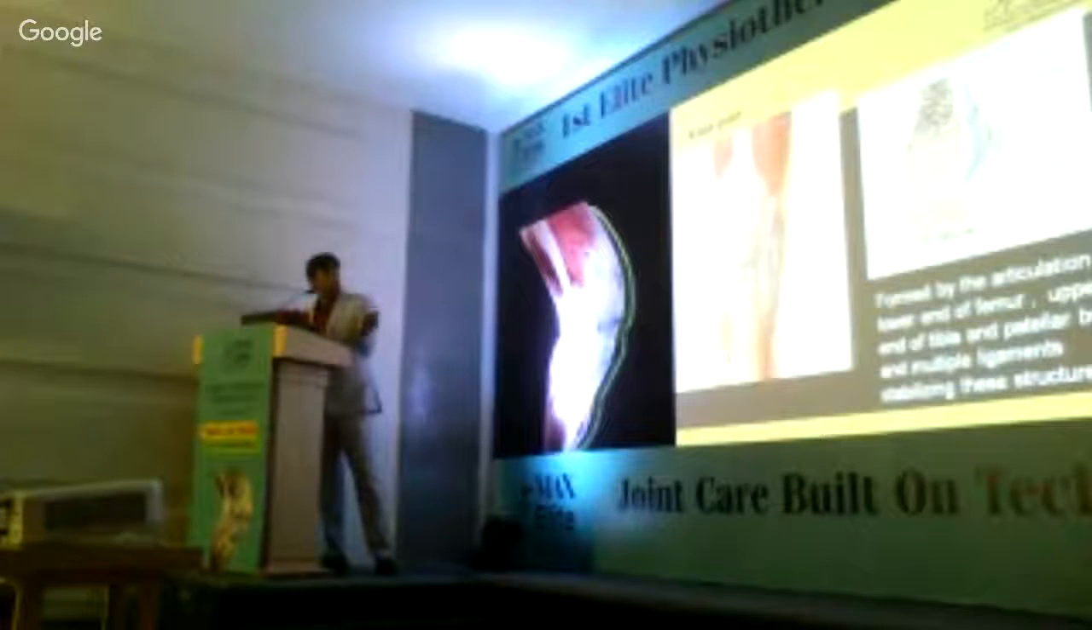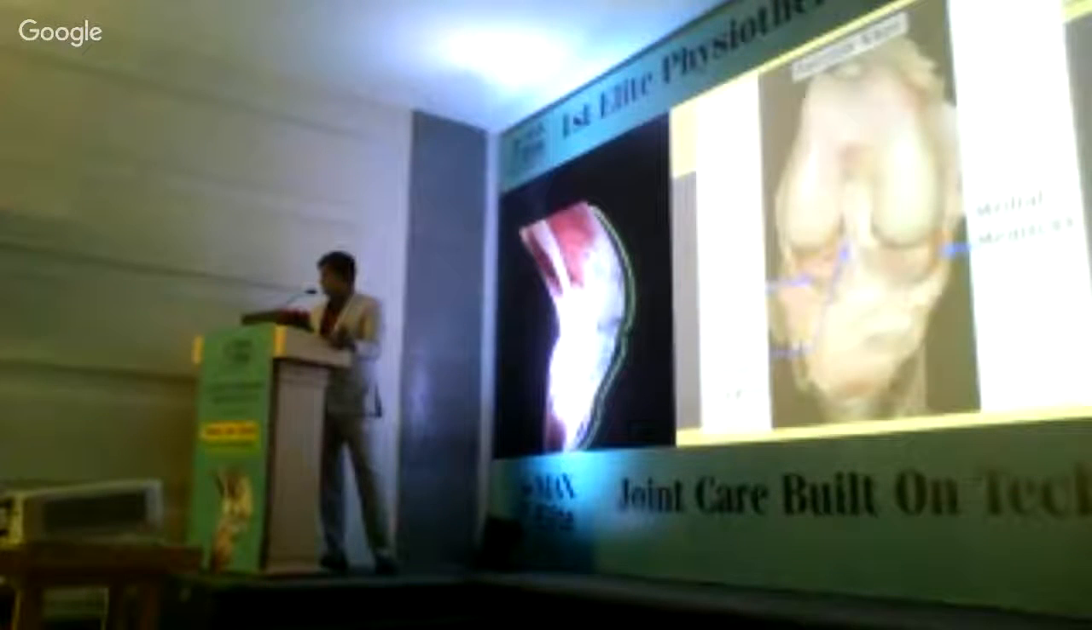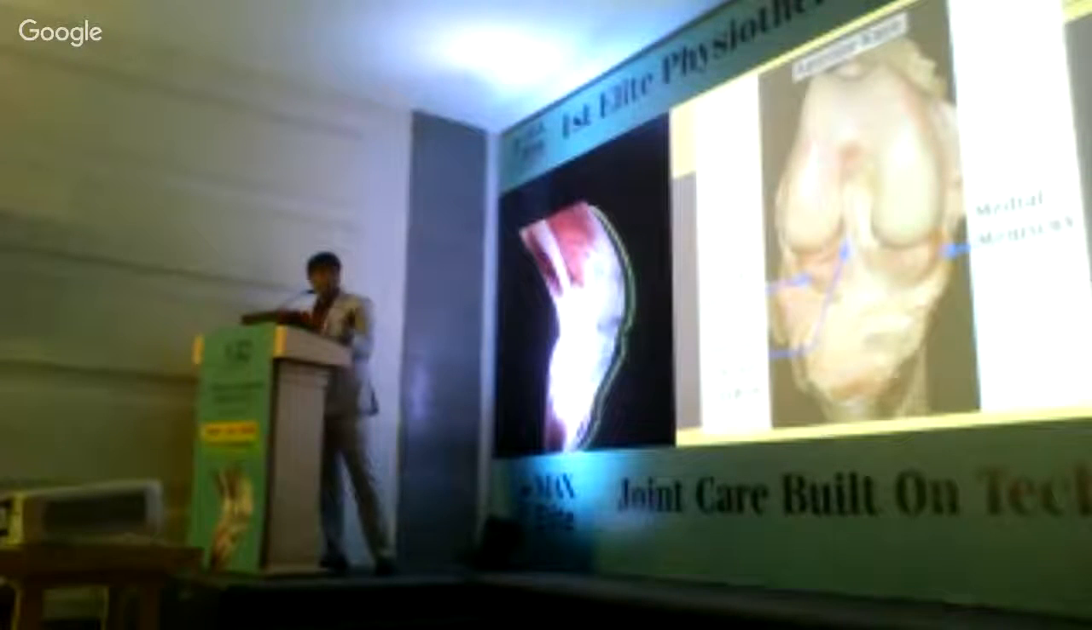This is the basic anatomy, where the knee joint is basically a joint formed by the femur, tibia, and patella. The ligamentous structures around the knee are the most important restraints for maintaining the knee joint. This is the arthroscopic picture of the knee joint. Here you can see the ACL, the anterior cruciate ligament has been marked, the medial meniscus on the medial side and the lateral meniscus on the lateral side.